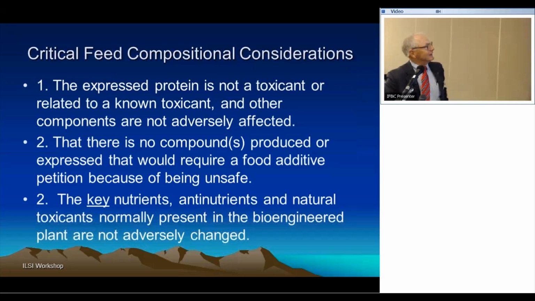The expressed protein is not a critical feed consideration. The expressed protein is not a toxin or related to a known toxin, and other components are not adversely affected. There are no compounds expressed that would require a food additive petition. In the U.S., the law doesn't provide for preclearance of food, but allows for preclearance of a food additive. What is the difference between a food and a food additive? Food is something you eat, of course. A food additive is something you add to food.